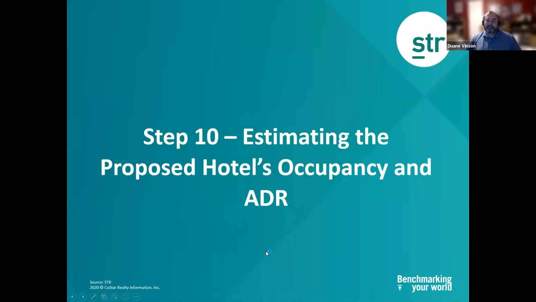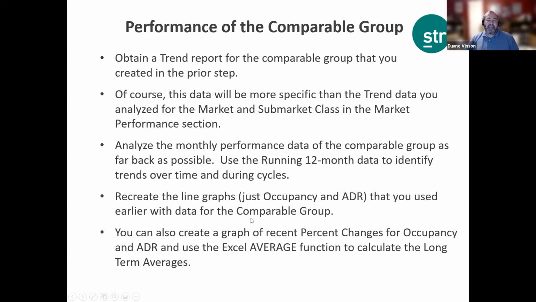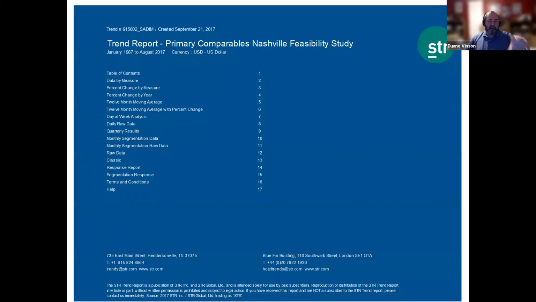So let's go to here. Step 10, estimating the proposed hotel's occupancy and ADR. Now we're going to obtain a trend report on those comparable hotels, right? Talked about that earlier, using our daily data, remember? So we get a trend report on our set of comparable hotels. You see, this is what it's going to look like. Primary comparables, Nashville feasibility study. This is a custom trend report based upon just that selected group of 5 hotels. That is why it's important to make sure that they are participating with STR, if you're including them in your comparable set, so that you can make sure they're all selected and included in your trend report.